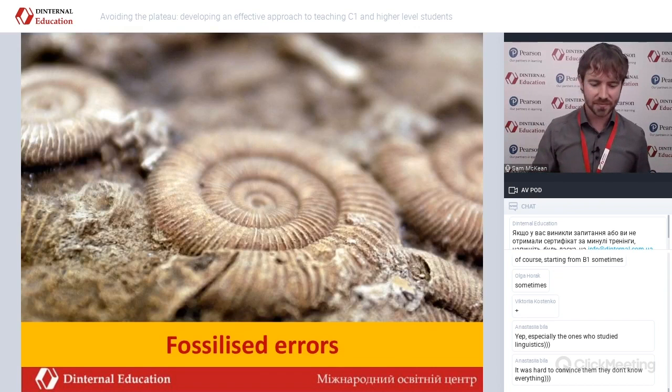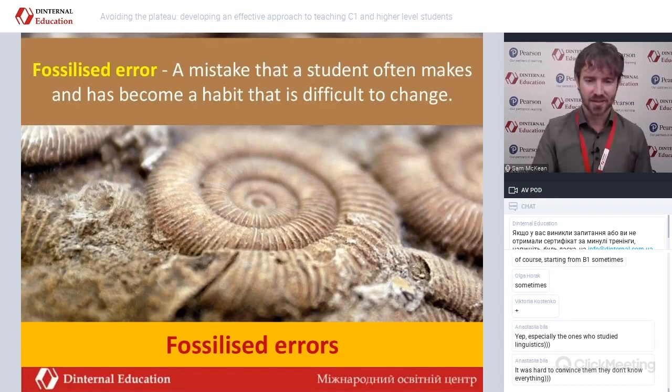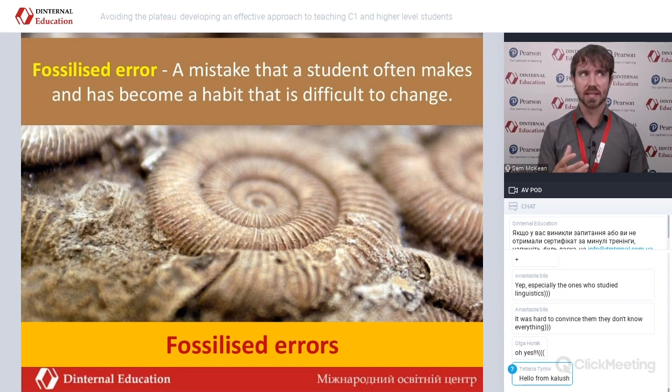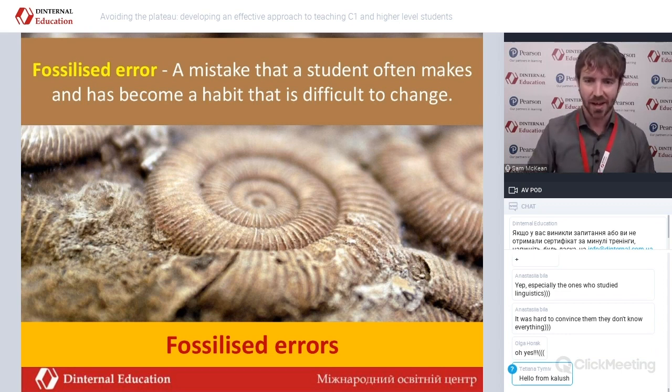So another challenge we need to deal with is fossilized errors, okay? So we know that fossilization is the process of a mistake. When students make a mistake repeatedly, so much so that it becomes a habit, which consequently is very difficult to correct.